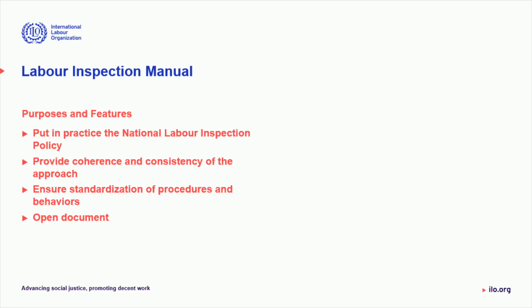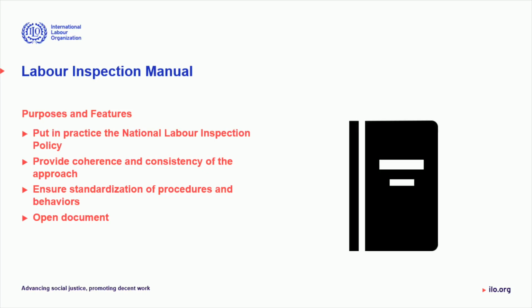It outlines the objectives, scope, and principles of labor inspection and provides guidance on the inspection process, including planning, conducting, and reporting on inspections. The manual also outlines the legal framework for labor inspection and provides guidance on enforcement measures, such as sanctions and penalties. By standardizing procedures and behaviors, the manual ensures that labor inspectors are conducting inspections in a fair and consistent manner, regardless of the location or industry being inspected.